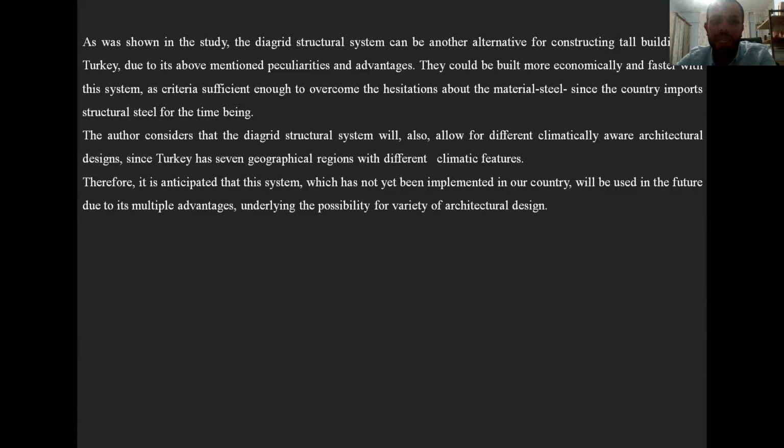The author considers that the Diagrid structural system will also allow for different climatically-aware architectural designs, since Turkey has 7 geographical regions with different climate features. Therefore, it is anticipated that this system, which has not yet been implemented in our country, will be used in the future due to its multiple advantages, underlying the possibility for a variety of architectural designs.